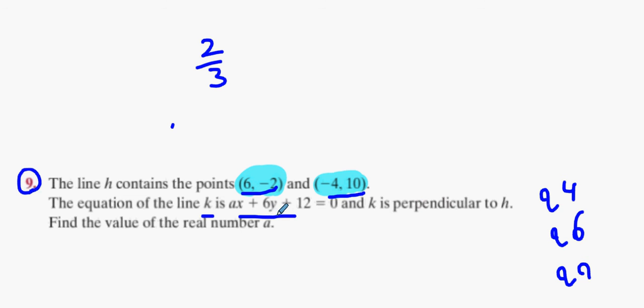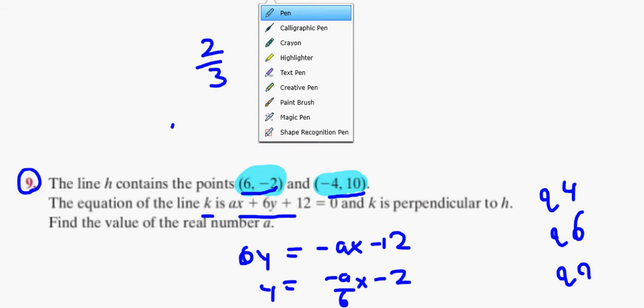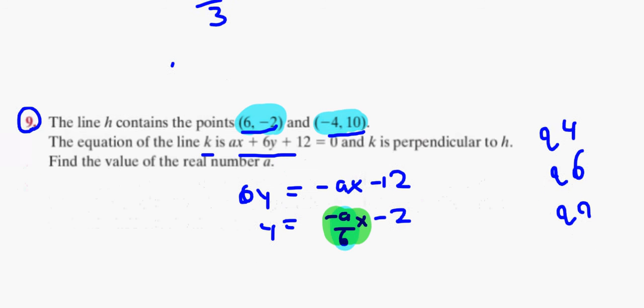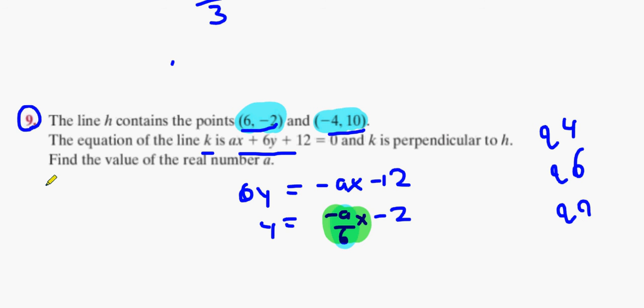Now, what you have to do with the line underneath? Get y on its own. Once you get y on its own, what's the slope of that line then? Minus a over 6x minus 2. Whatever your answer is for the slope of the two blue points, the green one is that answer turned upside down.